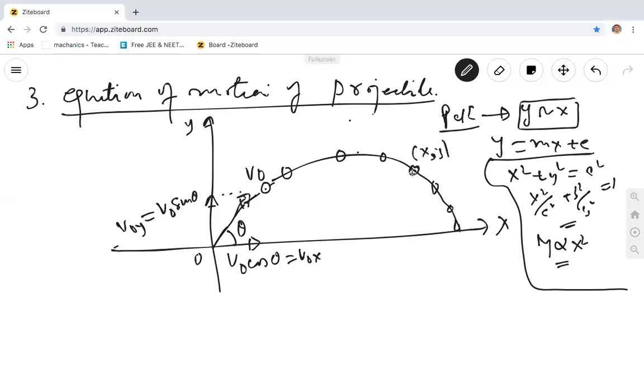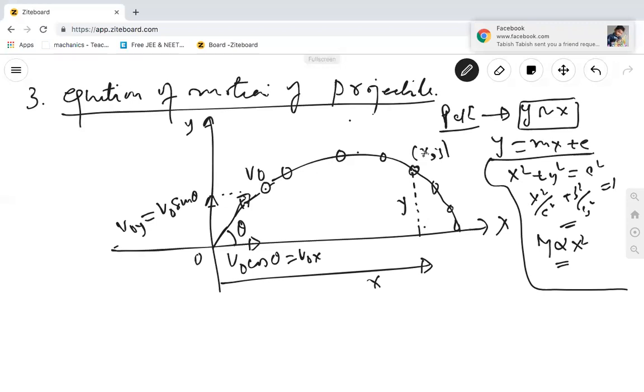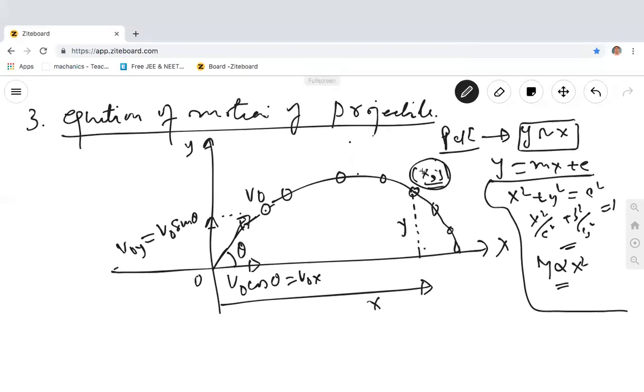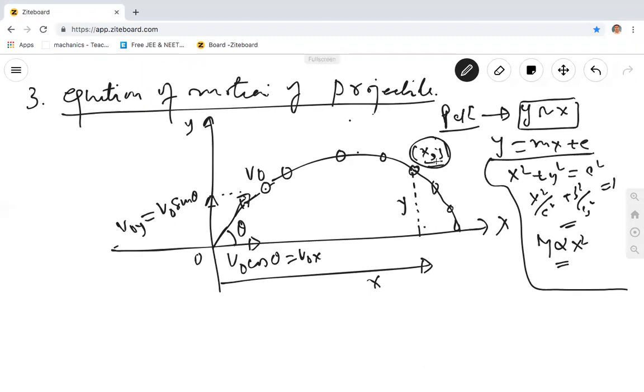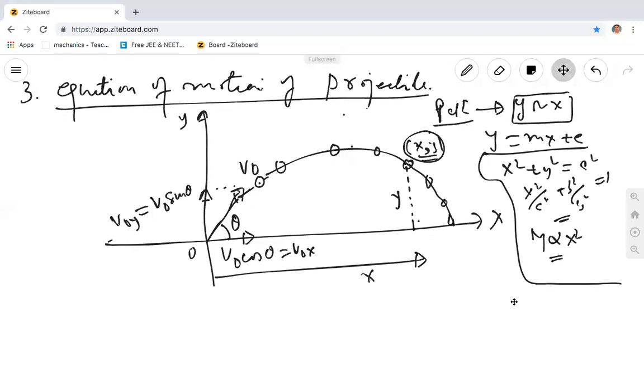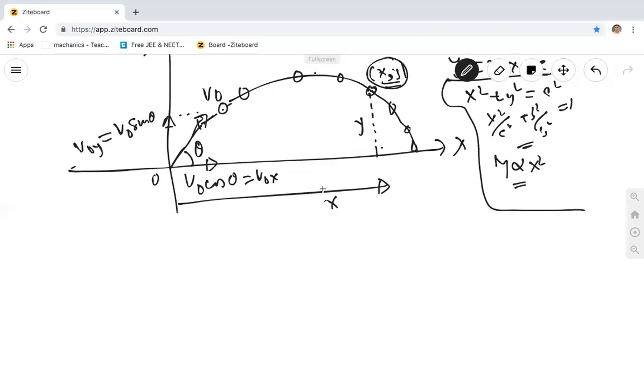What is x? Draw a perpendicular. From here to here, what is it? x. From here to here, y. What are its coordinates? x comma y, because x is the distance from the origin in the x direction, and the y coordinate is how much above the x axis it is. So its coordinates are x and y. If we find the relation between these two coordinates, that means we will find the path. So how can we find that? Let's see, have a look. Try to understand me in a very clear way. Here, what is x?